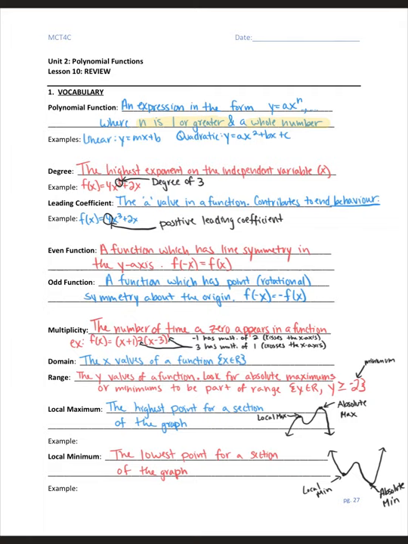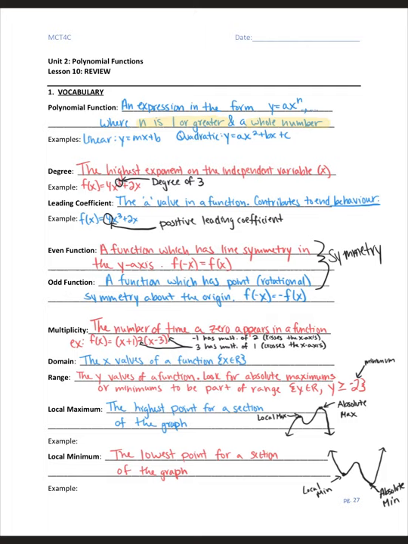Some of the key features we talked about with polynomial functions: a degree of the function, the leading coefficient. Is the function an even function or an odd function? Which, remember, had to do with symmetry, not to be confused with an even or odd degree of a function. And also the multiplicity of a function, domain and range of a function. And then we looked at local maximums and local minimums.